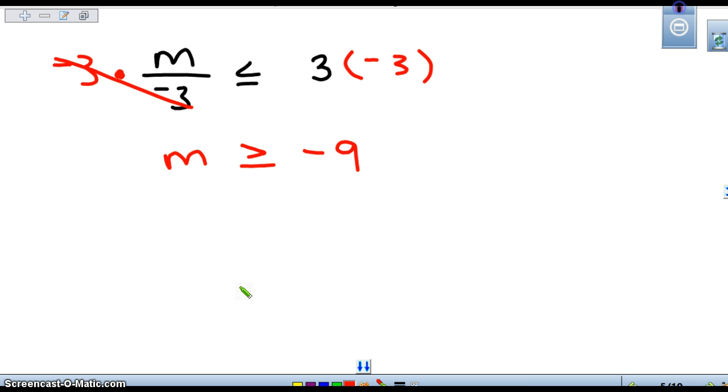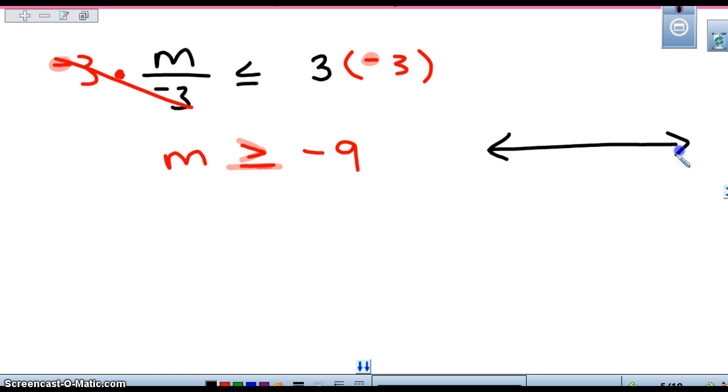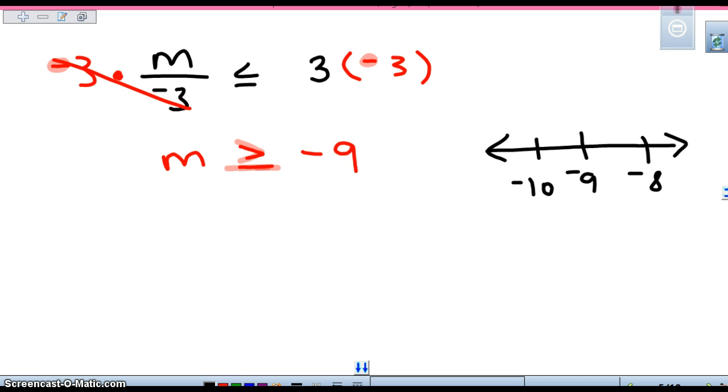What do I mean anytime we multiply? See how we're multiplying here by a -3? Anytime we multiply times a negative, we have to reverse the inequality sign. Now we can graph this, with a closed circle on -9.